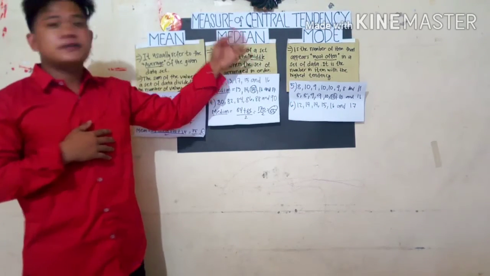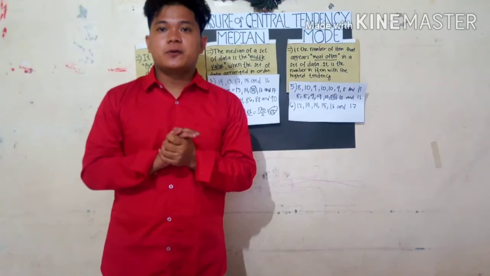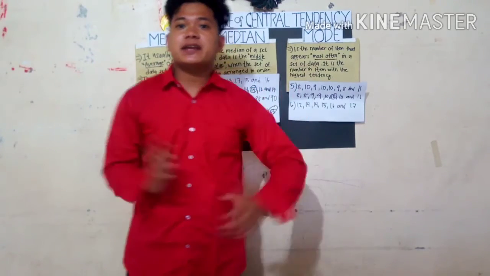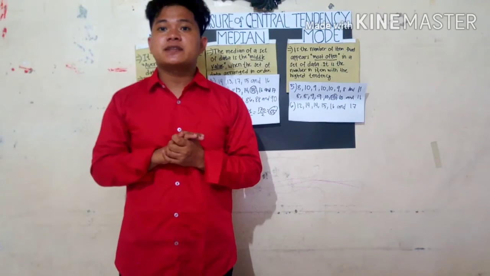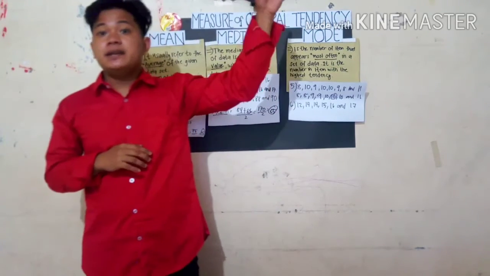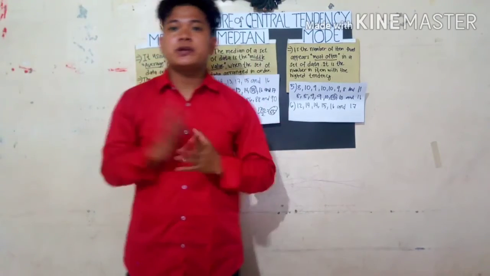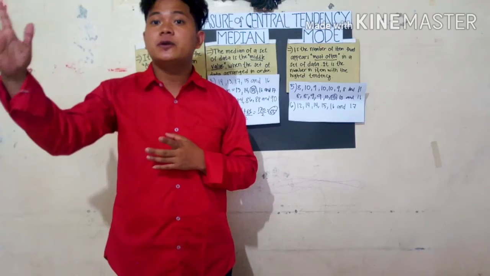Class, is there any clarification, questions for the measures of central tendency? None. So, very good. Since there is no more questions, let's have a recap of what we have discussed this morning. So again, the three measures of central tendency are the mean, median, and the mode. Again, how are we going to get the mean of a given set of data? Yes, very good.